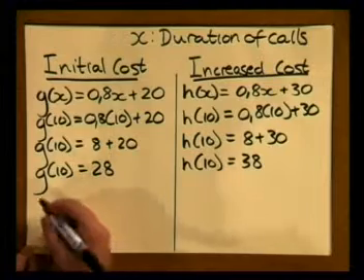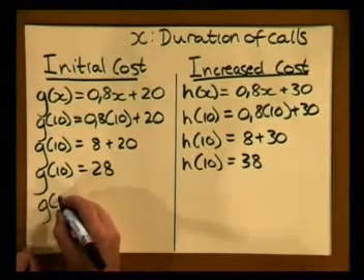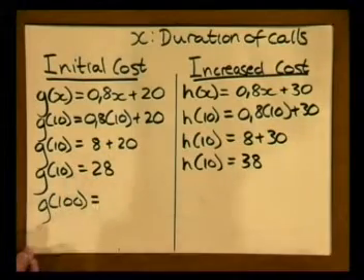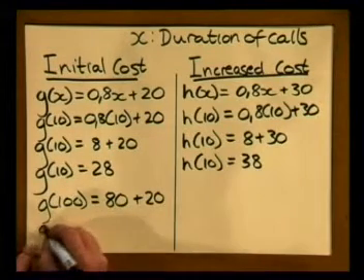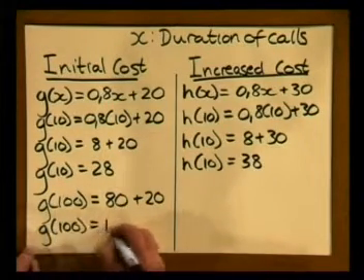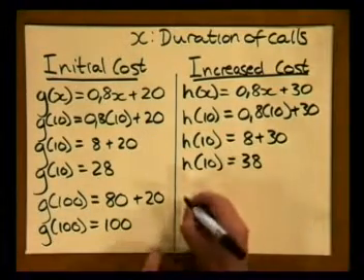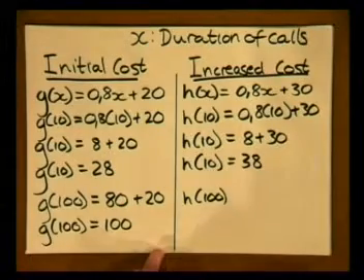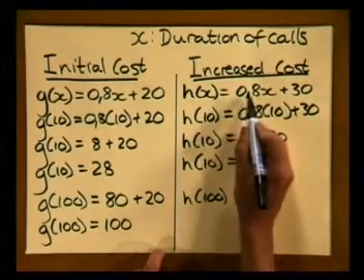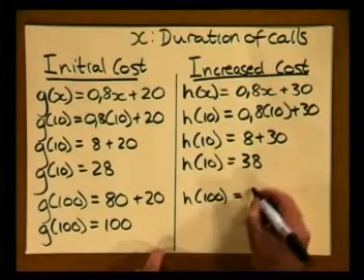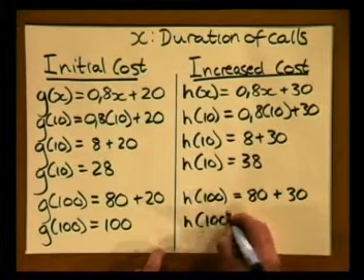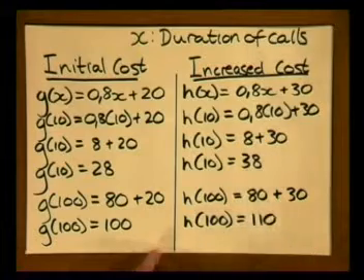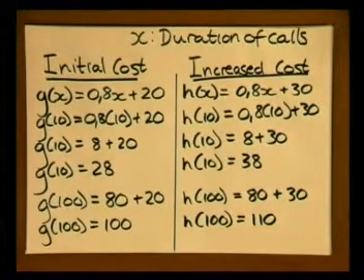Let's choose a duration now of 100 minutes. So in this case, our input value is 100, so we're working with g of 100, which is equal to 0,8 times 100, which is 80, plus the line rental of 20. So g of 100 is equal to 100 Rand, our total cost. h of 100, that means when our input value x is equal to 100, is equal to 0,8 times 100, which again is equal to 80, plus the line rental of 30. So h of 100 is equal to 110, our total cost of 110 Rand.